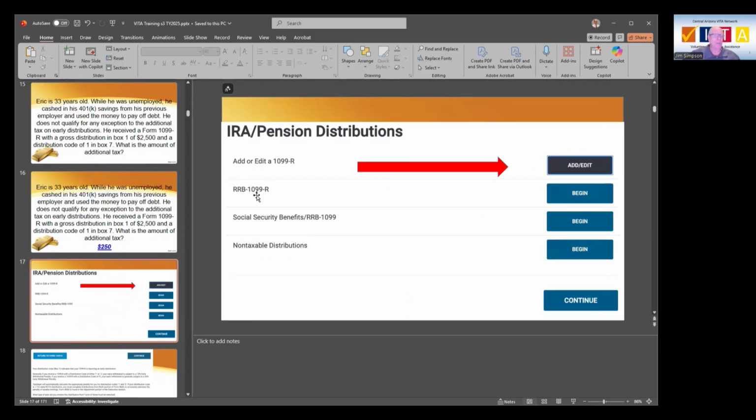Okay, so where do you enter these in TaxSlayer? And we'll go in and show you in TaxSlayer using one of our examples. But here you'll go into that screen, add or edit a 1099-R. Remember that starts under the left-hand side, it says federal, and then the income screen, and then it says, I think, retirement income. Right? I showed you that earlier.